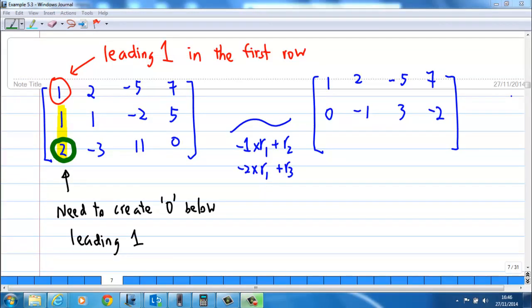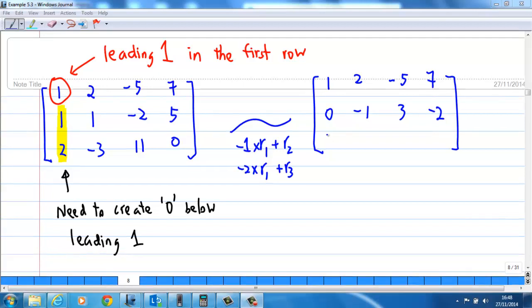Next, we are going to create a 0 in the third row, first column. You can do that by using first row times −2, add it to the third row. So 1 times −2 plus 2, I get 0. 2 times −2, I get −4. −4 plus −3, I get −7.